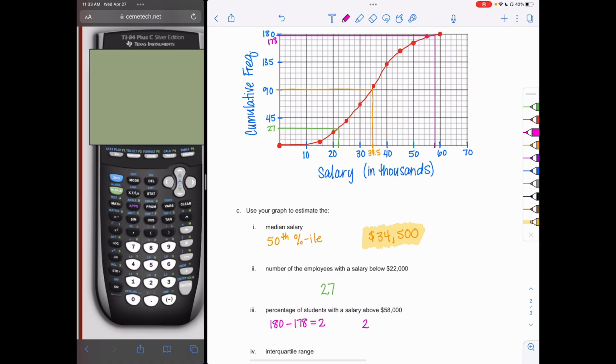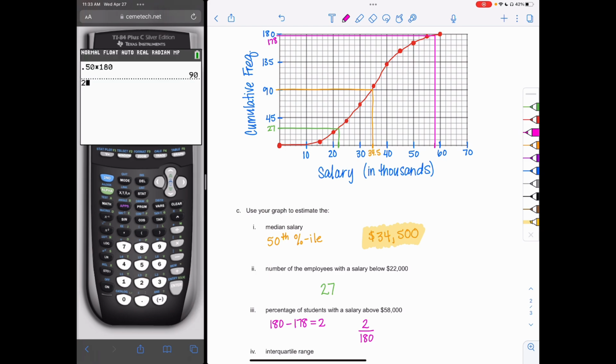So now, because I want to find the percentage, I'm going to take 2 and divide it by 180, and I'm going to turn that into a percentage. So 2 divided by 180, and of course times 100, is going to give me approximately 1.11%. Okay, so only 1.11% of the employees make above $58,000.